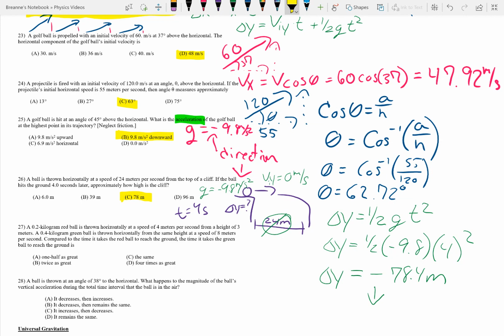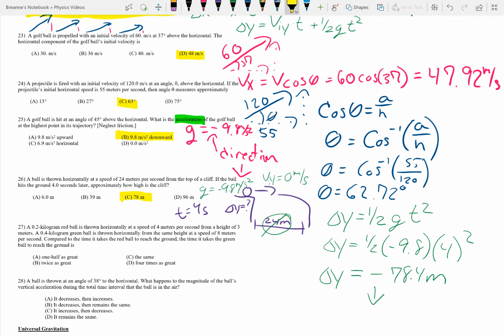So a 0.2 kilogram red ball is thrown horizontally at a speed of 4 meters per second from a height of 3 meters, and a 0.4 kilogram green ball is thrown horizontally at the same height with a speed of 8 meters per second. Compare the time it takes for the red ball to reach the ground to the time it takes the green ball to reach the ground.